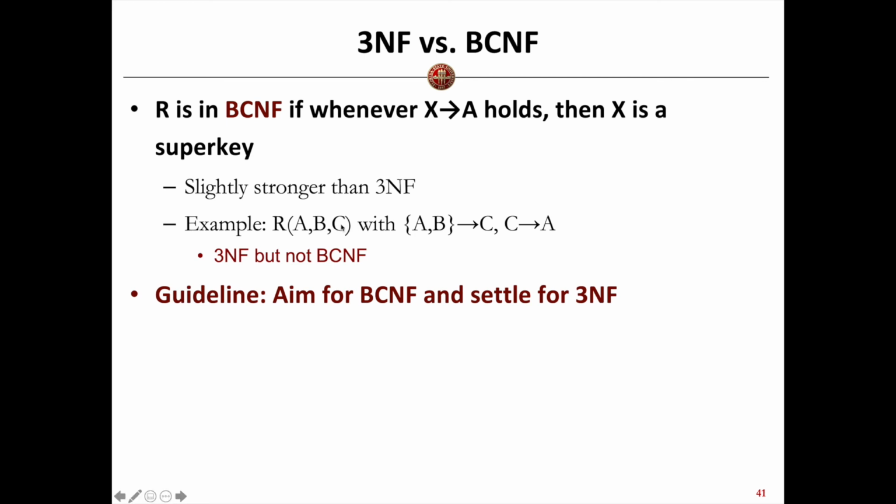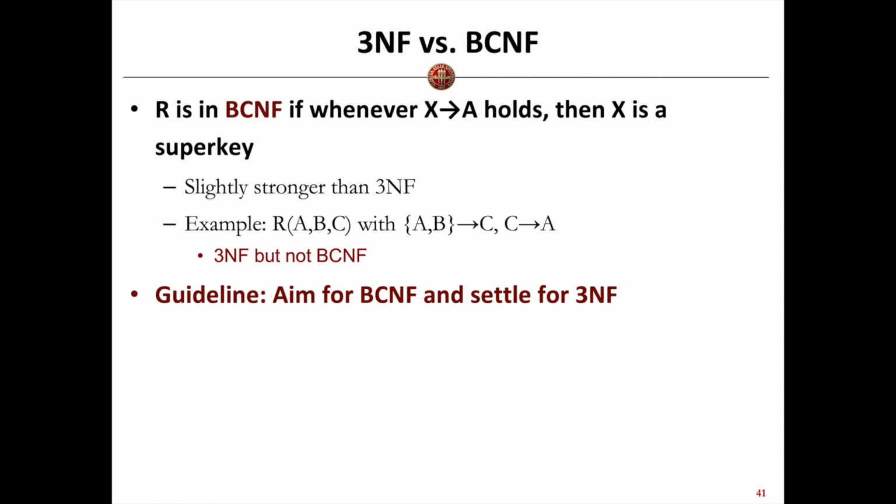Now, is this relation in the BC normal form and the third normal form or not? According to the FDs, we have C implies A. C is not a superkey, right? Therefore, according to the BC normal form definition, we can find one counterexample. This FD, C implies A. C is not a superkey, so we can say it is not in the BC normal form.